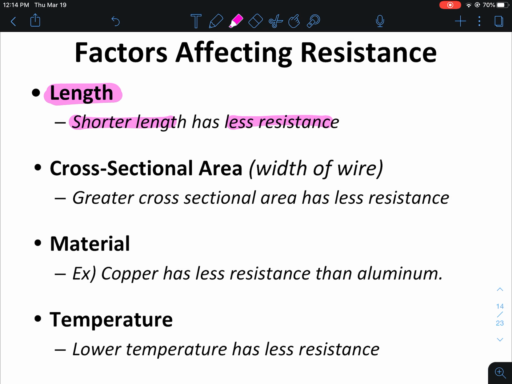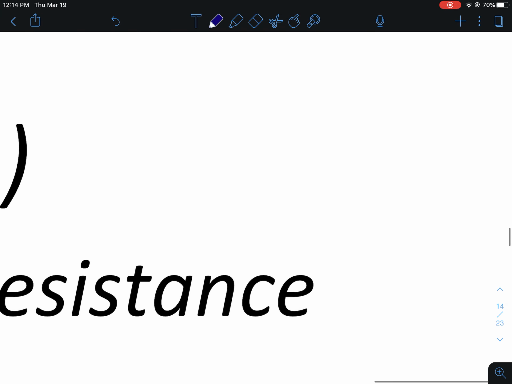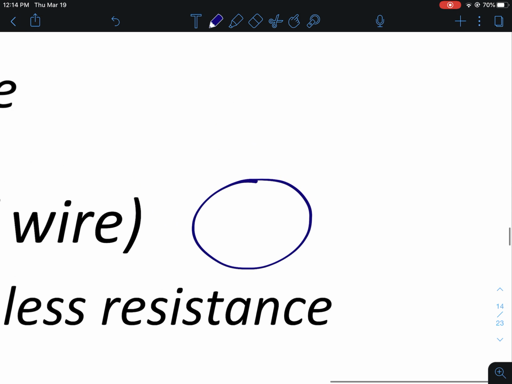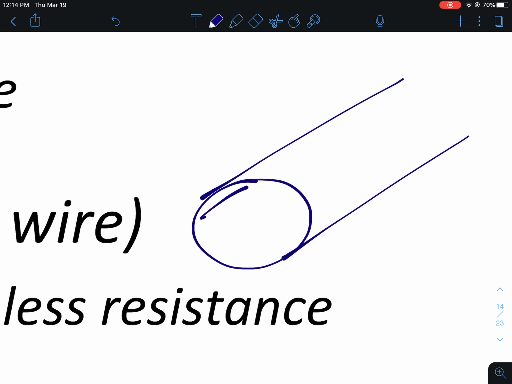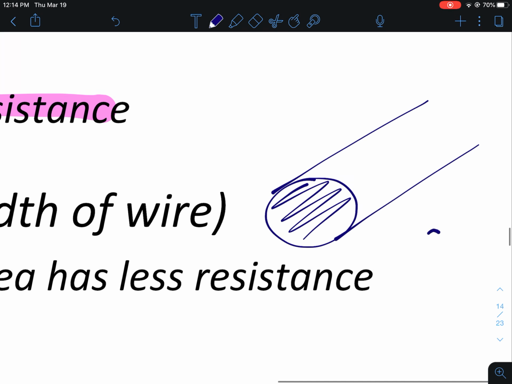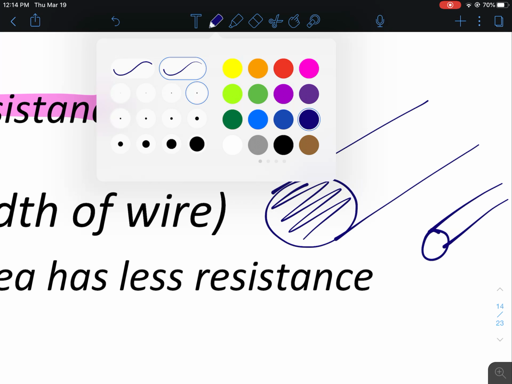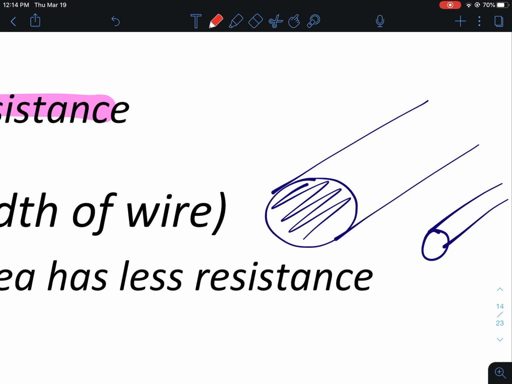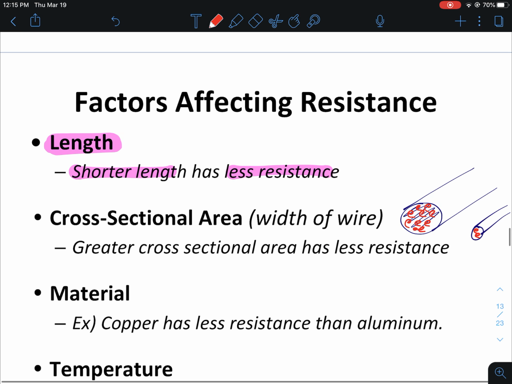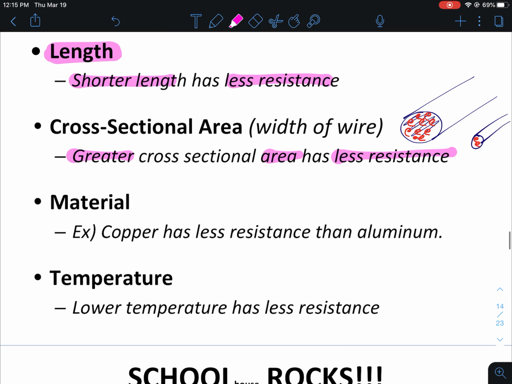Cross-sectional area, or the width of the wire: if I had a big, thick wire versus a thin wire, if you think about electrons flowing through that wire, you can get a ton of different electrons flowing through a thick wire, where you can only get a few electrons flowing through a thin wire. The more you can fit, the wider the hallway, obviously the less resistance there would be. So the greater the area, the less resistance.